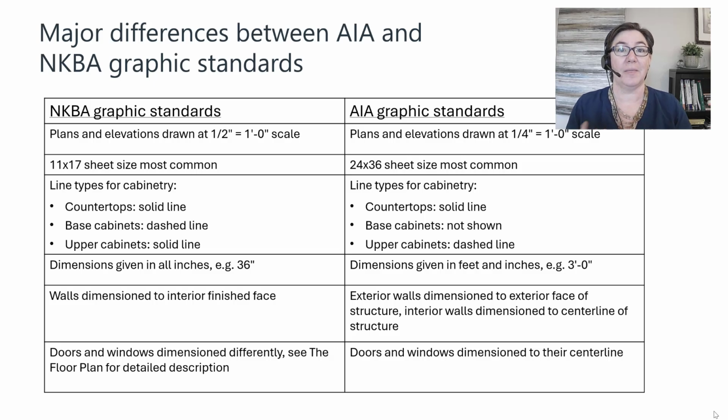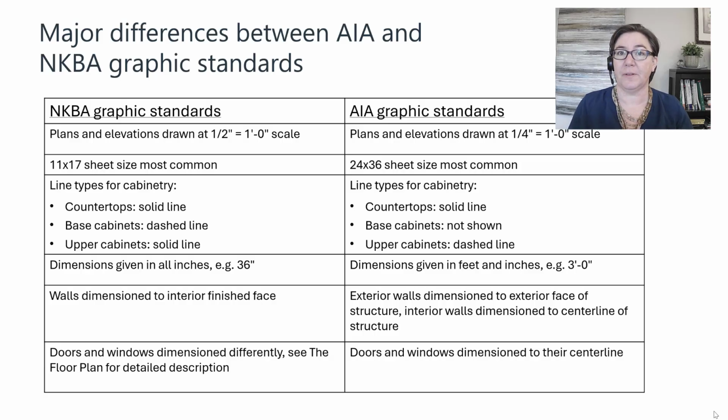There are some different line types used for the cabinetry. You may be familiar with drawing countertops as a solid line, not drawing the base cabinets underneath those countertops, and using a dashed line for the upper cabs. And that's because AIA uses about a 4-foot cut line for their drawings. NKBA does this a little bit differently. The countertops are still a solid line, but we do indicate the base cabinets underneath. That uses a dashed line. And they use the upper cabinets above with a solid line and not dashed.